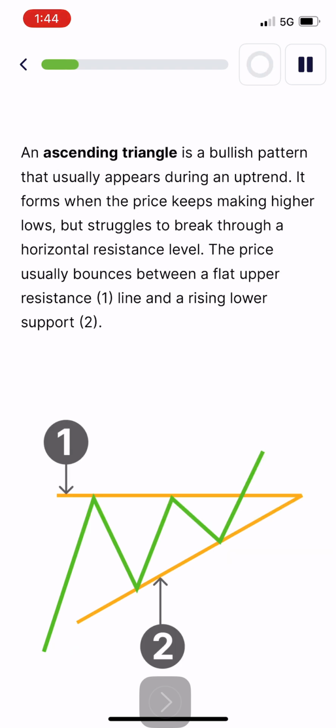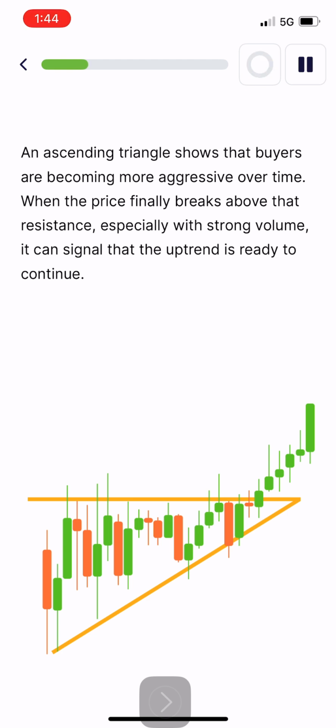An ascending triangle is a bullish pattern that usually appears during an uptrend. It forms when the price keeps making higher lows, but struggles to break through a horizontal resistance level. The price typically bounces between a flat upper resistance line, marked as number 1, and a rising lower support line, marked as number 2. An ascending triangle shows that buyers are becoming more aggressive over time.